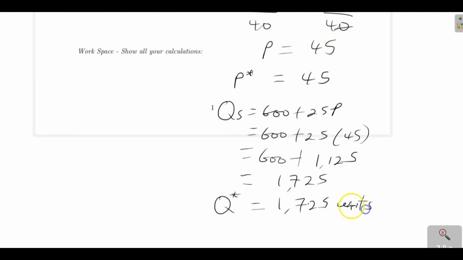So basically this is how you determine the equilibrium price and equilibrium quantity. You just need to equate the two functions, solve for P, and then substitute P in any of the functions to get your equilibrium quantity. Alright, let's move on to the next part.